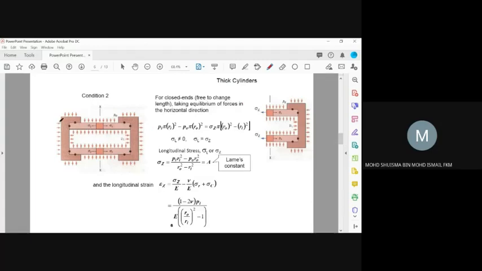The second condition that we have is for closed ends. When we have closed ends, the cover at the ends are fixed to the cylinder. Therefore, the internal pressure pushing on the cover will also apply longitudinal stress on the cylinder walls. So the cylinder walls will experience longitudinal stresses due to the longitudinal force, and we have sigma L or sigma Z. This can be sigma L, it can be sigma Z.